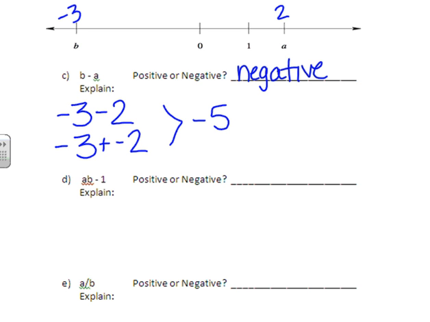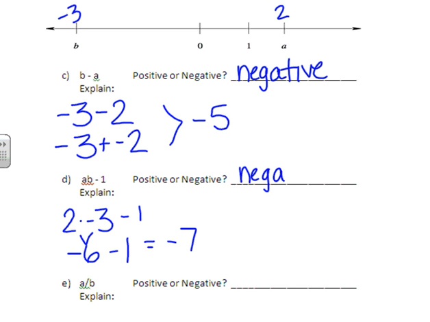Okay, part D, we're going to multiply these together. 2 times -3 minus 1. Follow order of operations. And -6 minus 1 is going to give us -7. So that's a negative number. The explanation's a little bit similar to part C, except this time we're also going to talk about a positive times a negative is a negative.